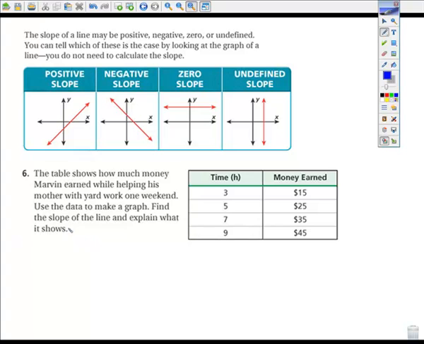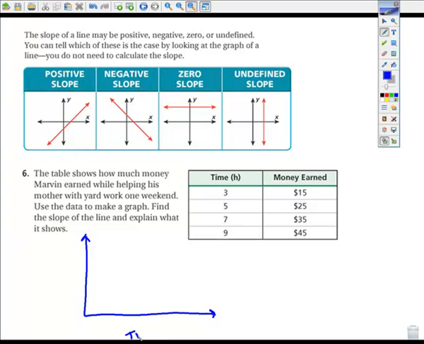Okay, problem 6. The table shows how much money Marvin earns while helping his mother with yard work one weekend. Use the data to make a graph and then find the slope of the line and explain what it shows. So here for 3 hours, he earned $15. For 5 hours, he earned $25. 7 was 35 and 9 is 45. I think you can probably already figure out how much money he earned per hour because that's what we're actually going to find. But let's go ahead and draw ourselves a graph.